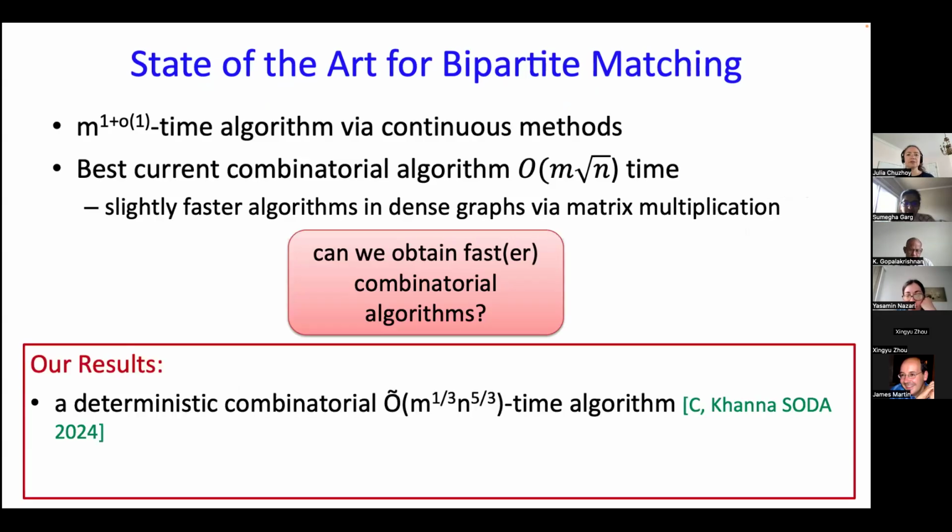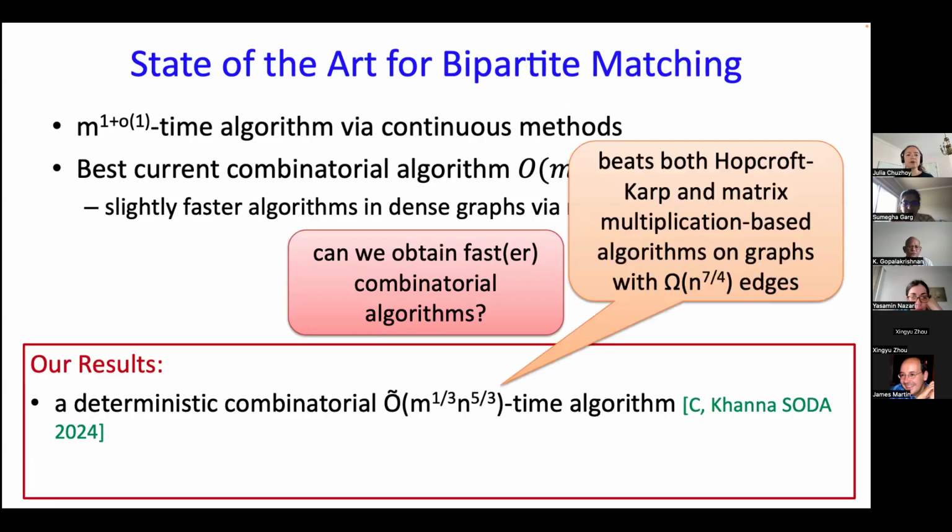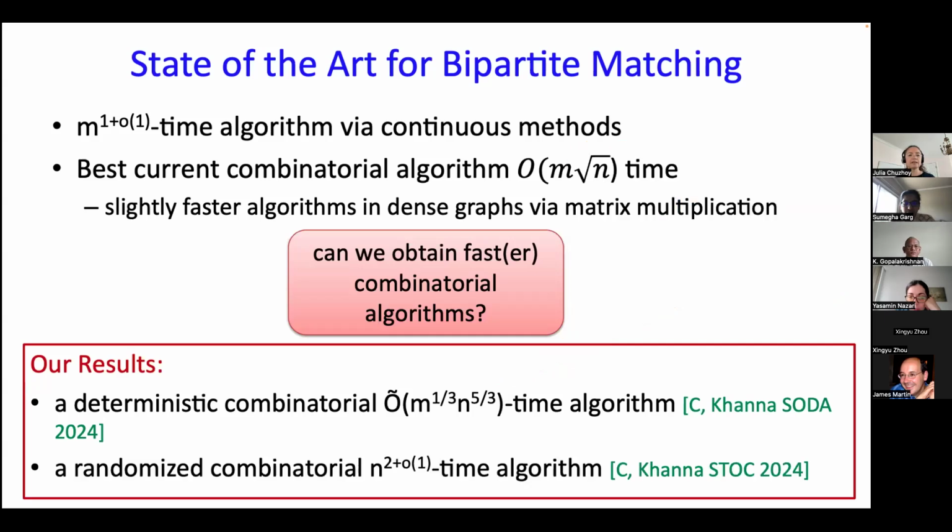And the answer is based on two papers, both of them co-authored with Sanjeev Khanna. The first paper just appeared in SODA, and it's a deterministic algorithm whose running time is m^(1/3) times n^(5/3). So this already beats both Hopcroft-Karp and matrix multiplication-based algorithms on graphs that are moderately dense. The second result, which is about to appear in STOC, is a randomized algorithm, and its running time is close to n². So this is close to the best you can hope for in dense graphs, but in sparse graphs, there is still room for improvement.